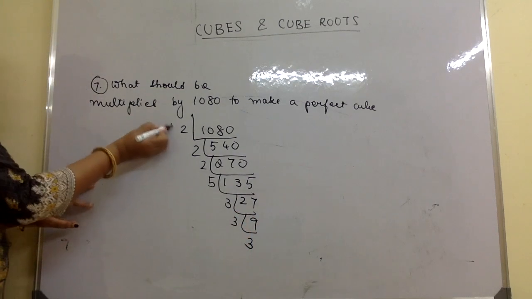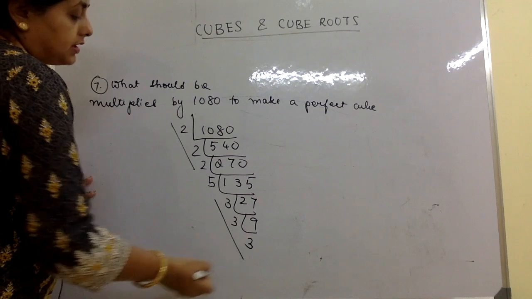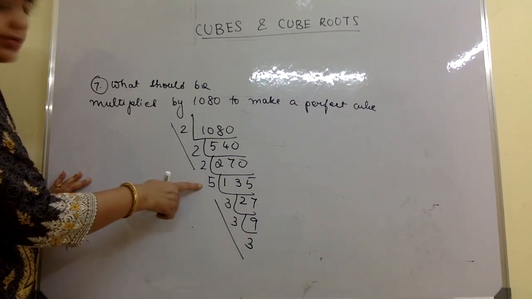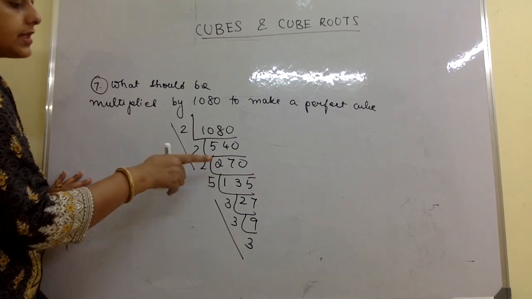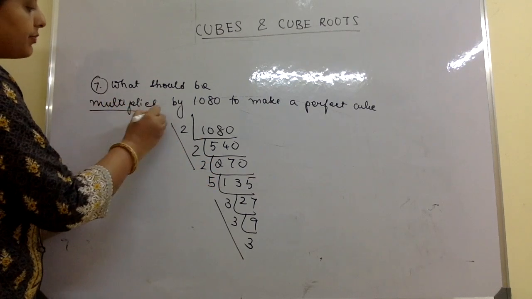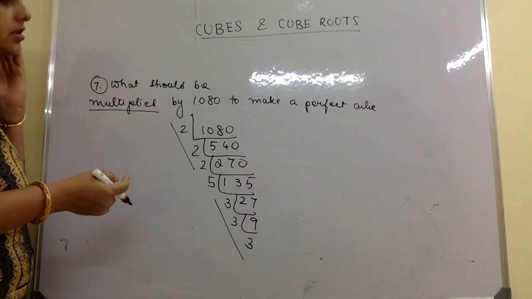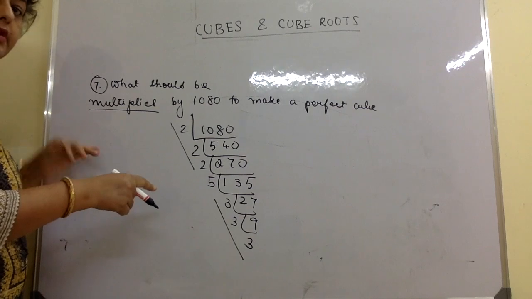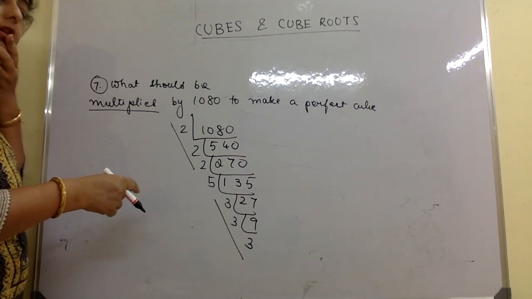Now we can see there is a set of 3 2's here and a set of 3 3's here. Okay, what it doesn't have is this one. This one did not get a set of 3. So what should we multiply in order to make this number a perfect cube?